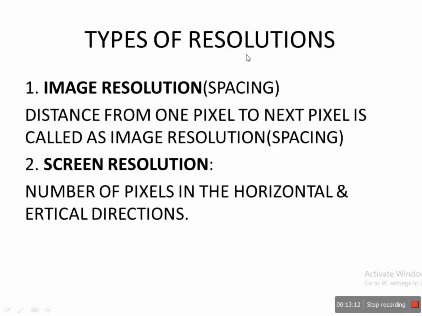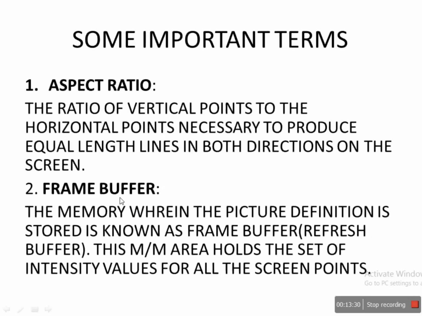Now there are two types of resolution. First one is image resolution. It is also called spacing. So what is image resolution? The distance from one pixel to the next pixel is called image resolution. And the second one is screen resolution, the number of pixels in the horizontal and vertical direction. Now some of the other important terms that can be asked in your exams are as follows.